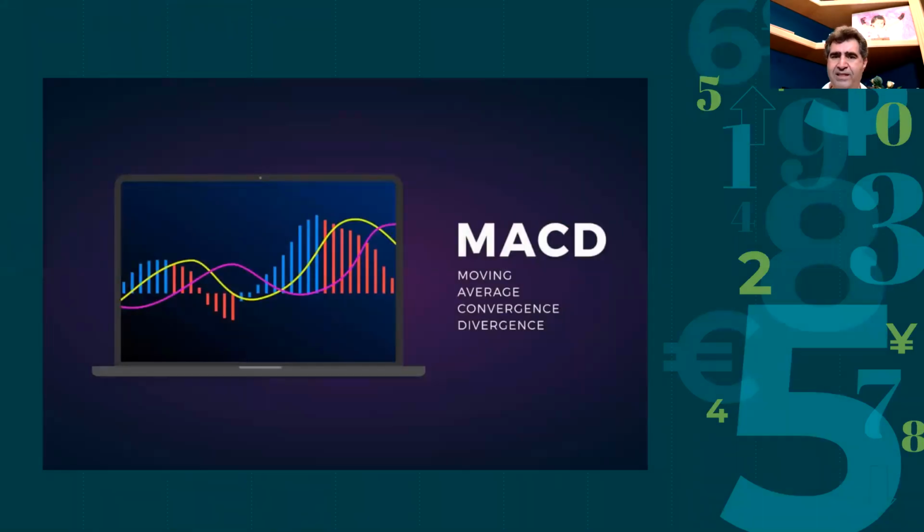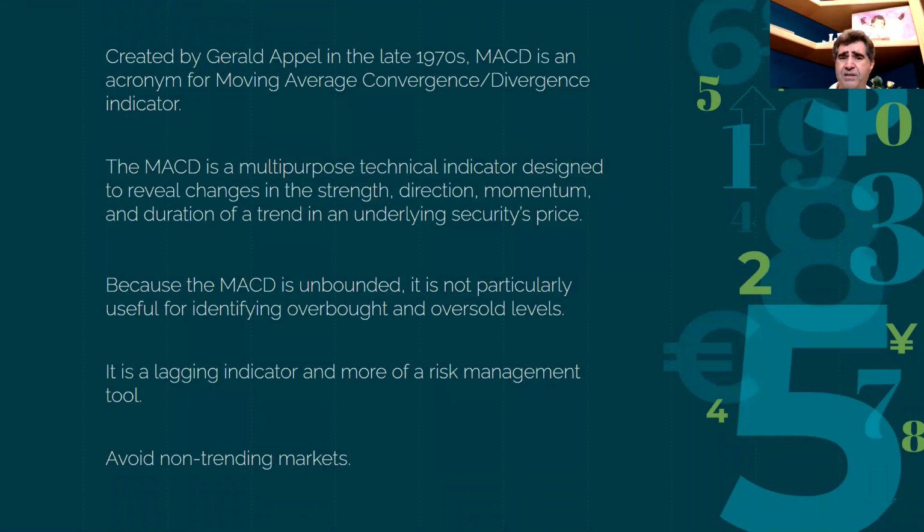What MACD stands for is moving average convergence divergence. It was created by Gerald Appel in the late 70s. As the name indicates, it depends on the moving average of the prices. What it does is allow us to find the strength, the direction, and the momentum.